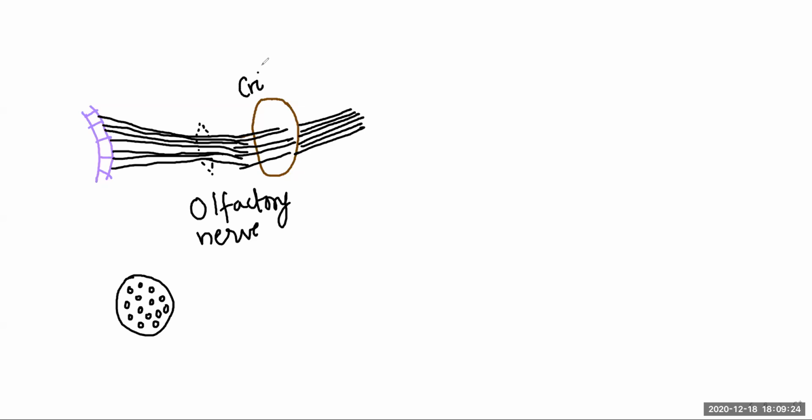That is why it is called cribriform. Cribriform means having a lot of holes. So this is called the cribriform plate of the ethmoid bone. The ethmoid bone is a bone associated with the nose, and extensions of the ethmoid bone form the superior and middle nasal concha.